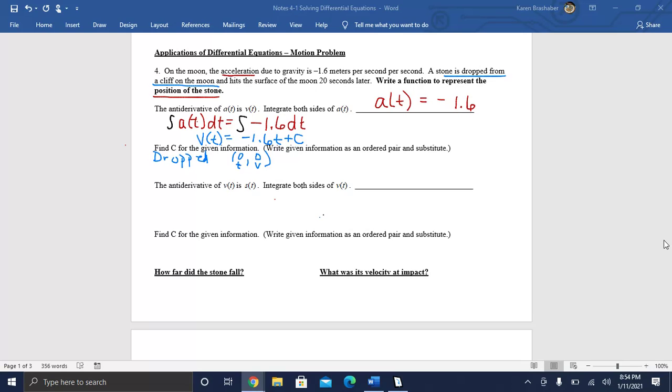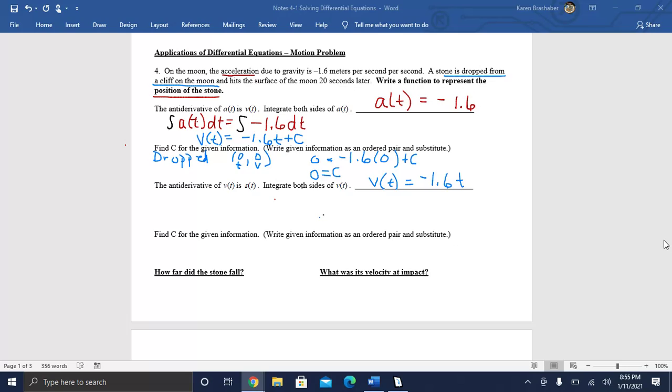So we would plug in and have 0 equals negative 1.6 times 0 plus c. So 0 is our c value, and therefore our velocity function is just v of t equals negative 1.6 t. Since our c was a 0, we don't need to write that.